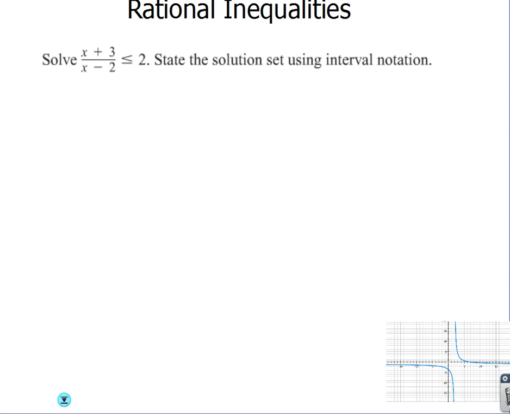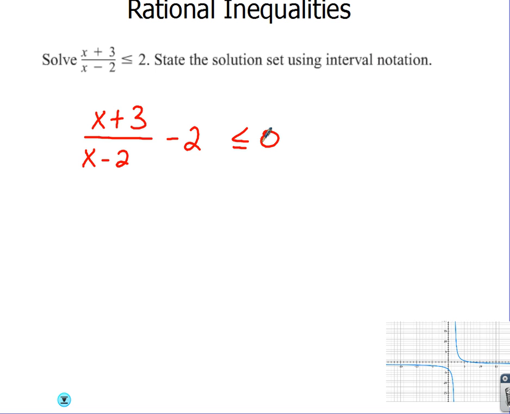2 more problems. Rational inequalities. My suggestion here is move everything to one side. Have it less than or equal to 0 instead of less than or equal to 2 in this situation. Let's begin by saying x plus 3 over x minus 2. Let's take our 2 that's on the other side, move it over, and write that as minus 2 is less than or equal to 0.